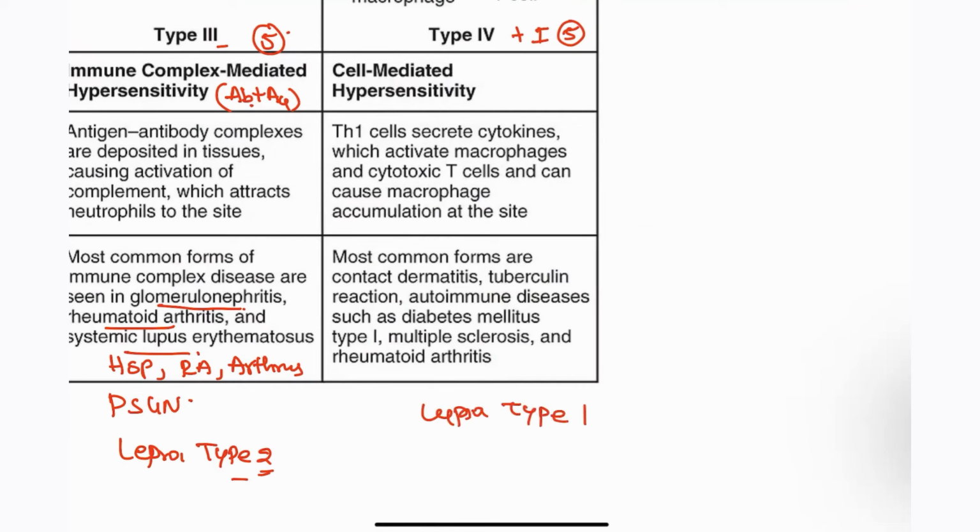So this is going to be delayed, guys, very much delayed cell mediated type. And here the common ones are contact dermatitis, tuberculin reaction, and autoimmune diseases such as diabetes mellitus type 1, multiple sclerosis, and also rheumatoid arthritis. You might be considering rheumatoid arthritis is present here and there, but better choose rheumatoid arthritis in the type 3 only. Okay, and lepra 1 reaction is also seen in the type 4.